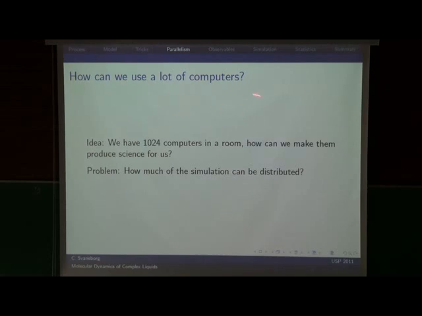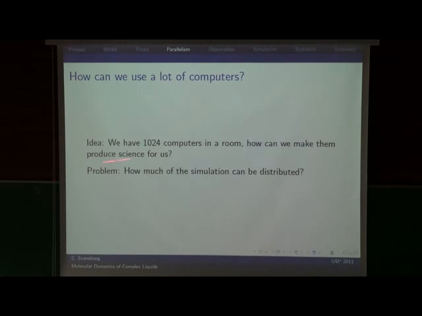Then the second point is, if we have lots of computers, can we use them? Of course it's nice to have one computer, but if you have 1,000 computers, can we run things 1,000 times faster? So let's say, okay, now I'm taking 1024 because it's a nice whole number. Let's assume we have this many computers. Can we make them produce science for us?